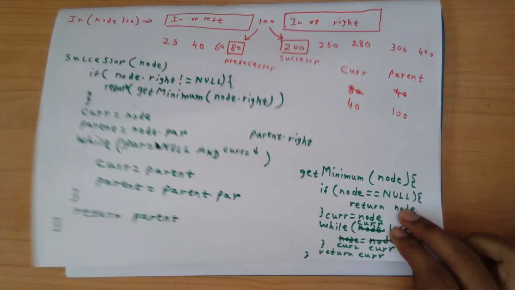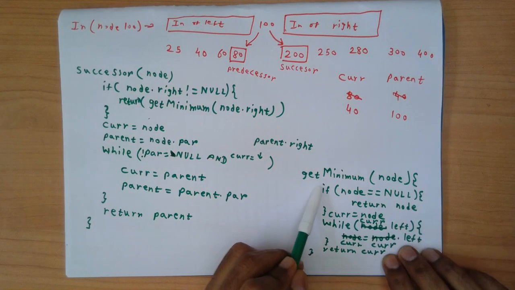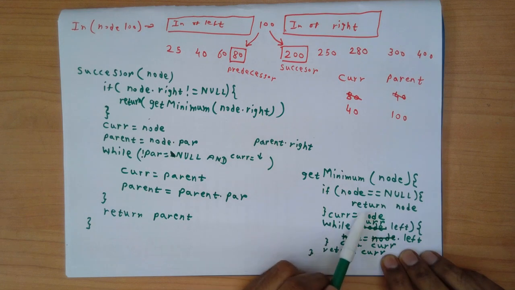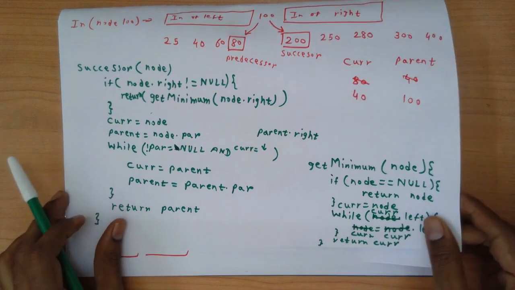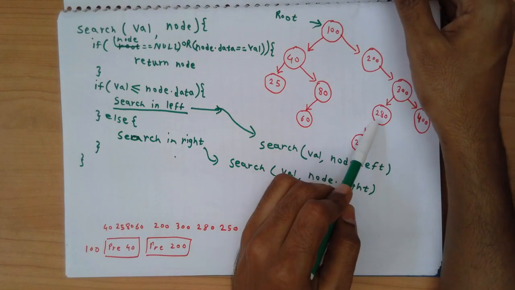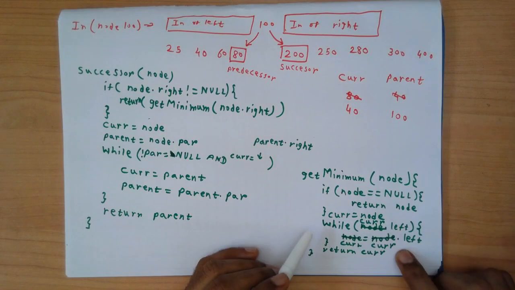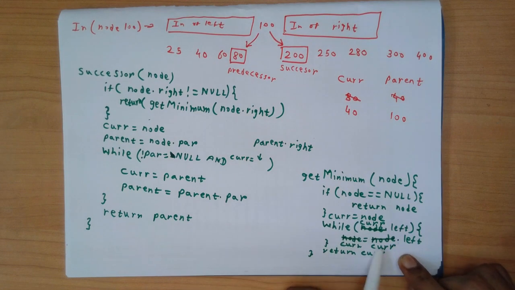We start with 300. We come here. Is our current node null? It is not. It is 300. So I'll point to 300. I'll ask the question, do I have a left child for 300? Yes, we do have a left child for 300, which is 280. In that case, our current will become current dot left.